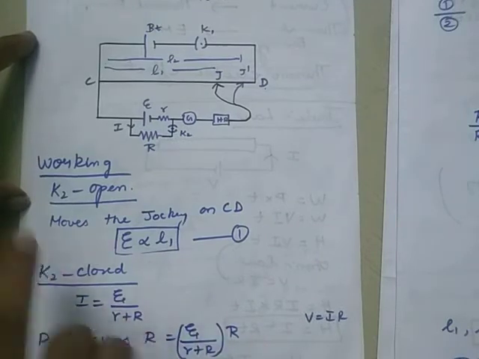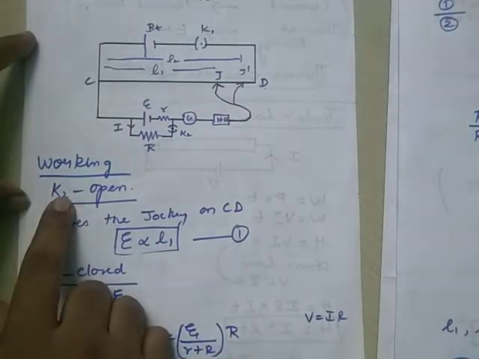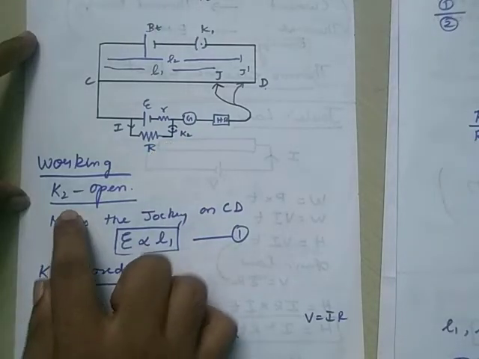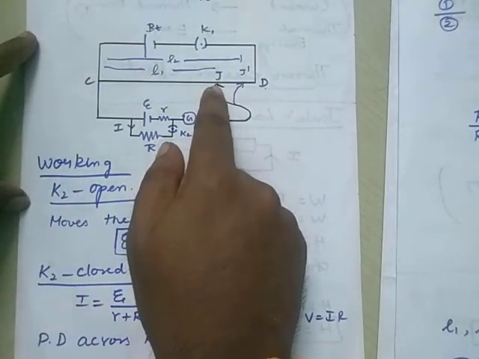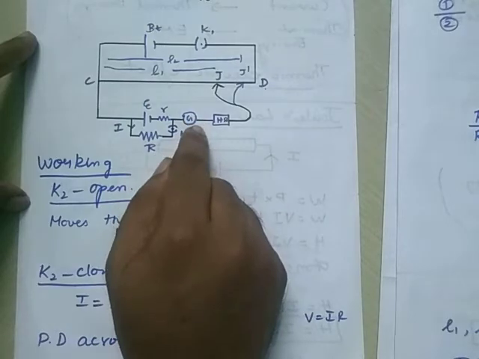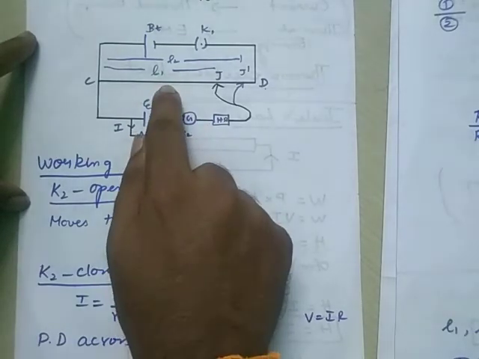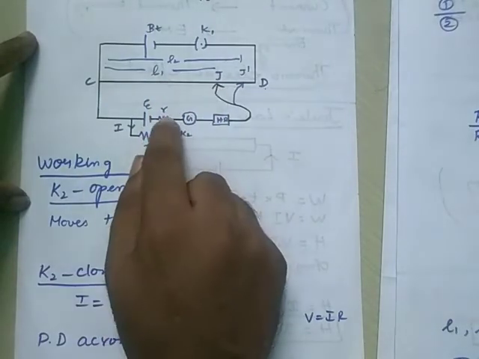Working: first of all, the key K2 is open. At that moment we move the jockey on the potentiometer wire. At J the galvanometer shows zero deflection. Here L1 is the balancing length. Then the potential drop across CJ is equal to the EMF of this cell.